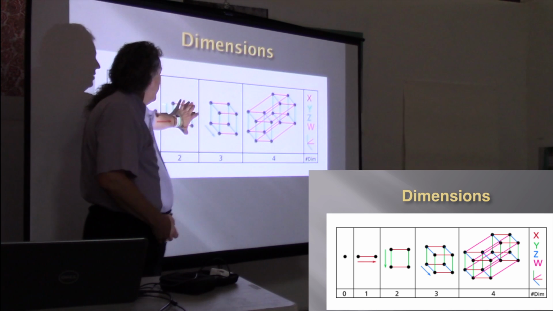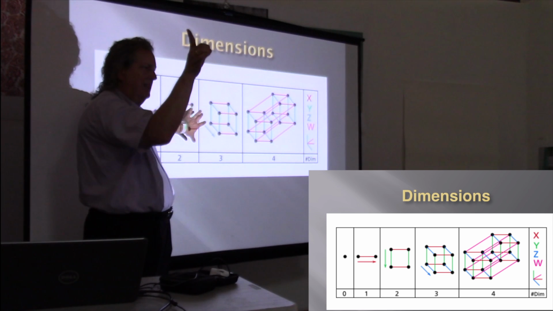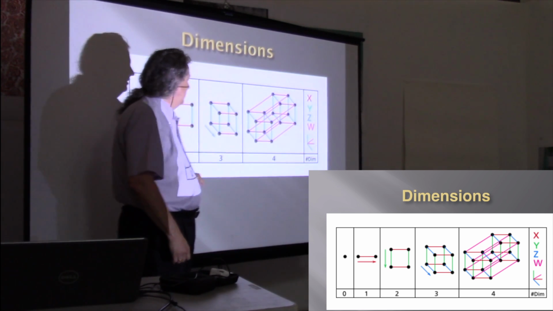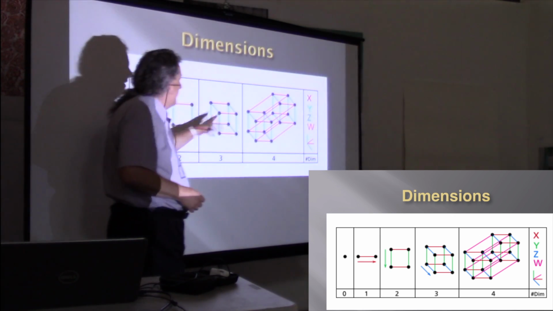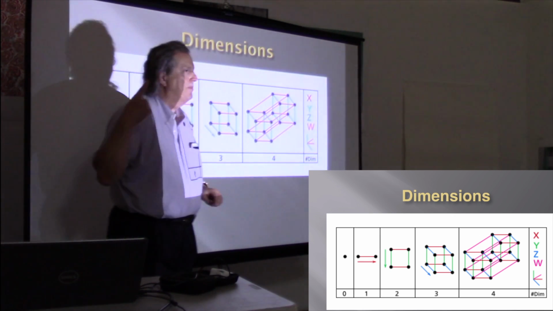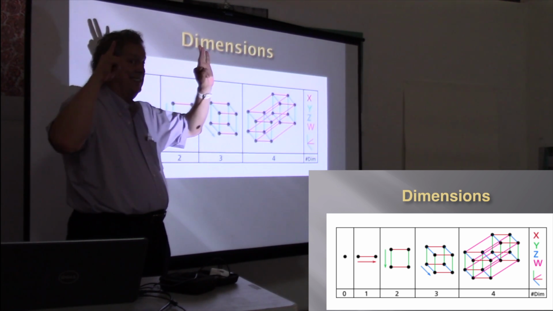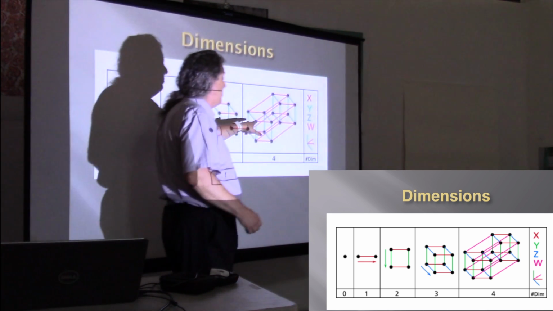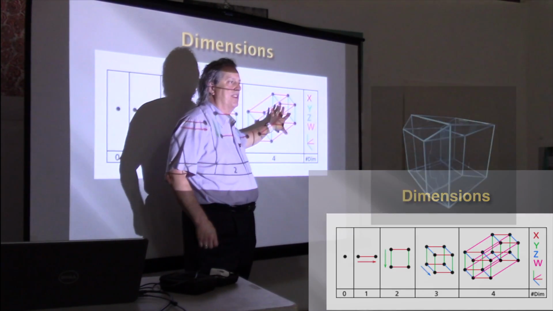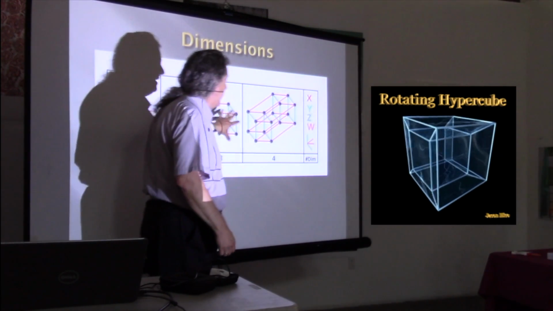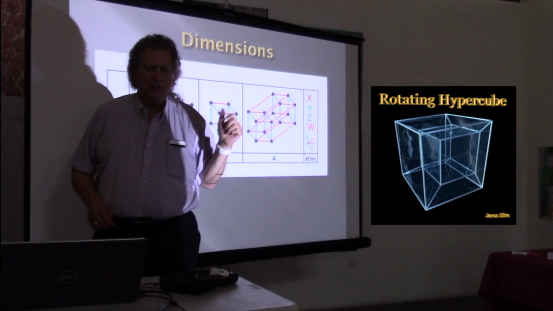If we take the square and extrude it perpendicular to the other two planes, then we get the third dimension, a cube. If we take the cube and extrude it perpendicular to the other 3 dimensions, as wild as that sounds, we get a hypercube or a tesseract, which is 8 cubes in the 4th dimension. Mathematically, we can define these points. We'll talk a little bit about that.